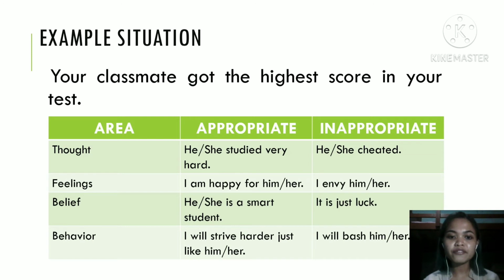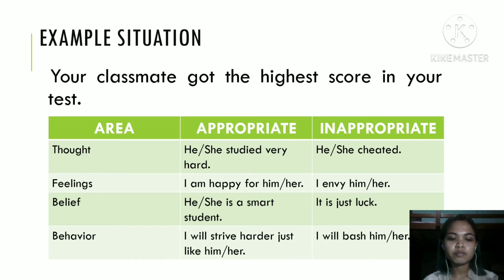So, belief. So, magandang behavior yung pinapaniwalaan mo na kaya niya nakuha yung score na yun is because he or she is a smart student. So, kaya siya nakakuha ng ganung score kasi matalino o marunong siya. Okay? So, inappropriate. Ay, swerte lang naman yan. It is just luck. So, di ba? Inappropriate siya. Kita mo, hindi siya angkop. Okay? So, belief, naniniwala ka na sinwerte lang siya, kaya siya nakakuha ng mataas na score.